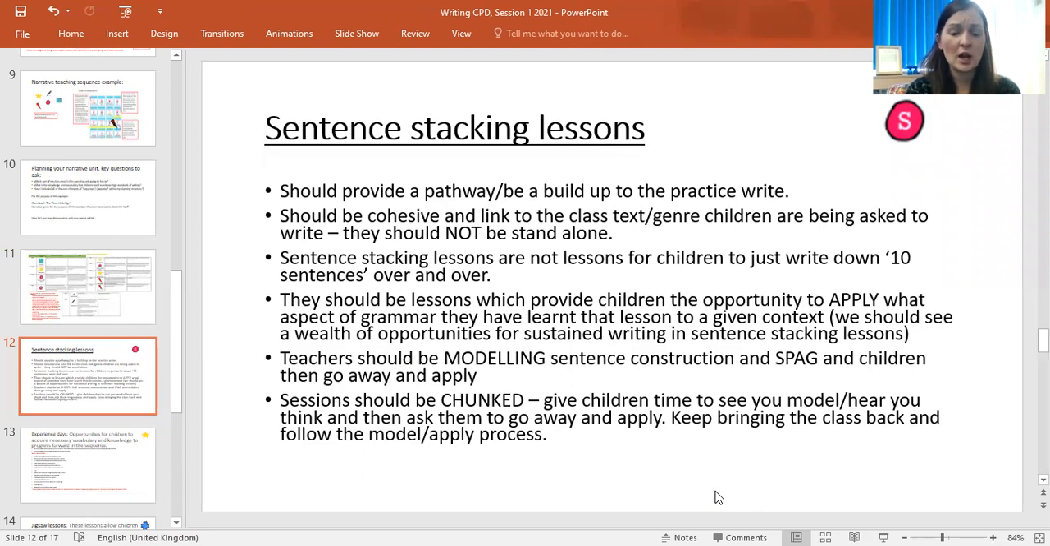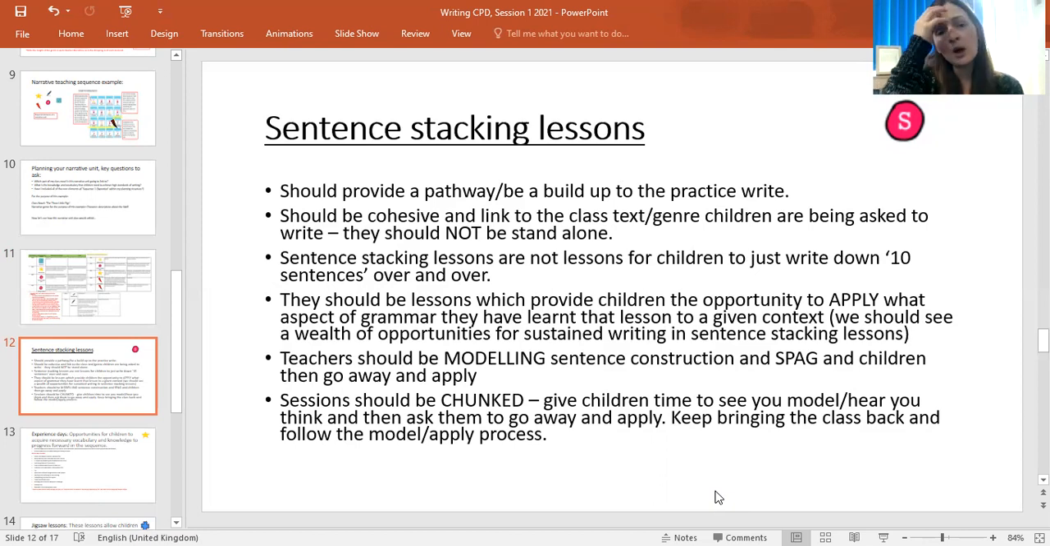These should be lessons which allow children the opportunity to apply the aspect of grammar they've learned. So it's great to write the sentences and to practice them, but please give children the opportunity within that session to apply it where you can to a more sustained piece of writing, even if it's only a 3 or 4 sentence paragraph. Let them apply those sentences that they've practiced.